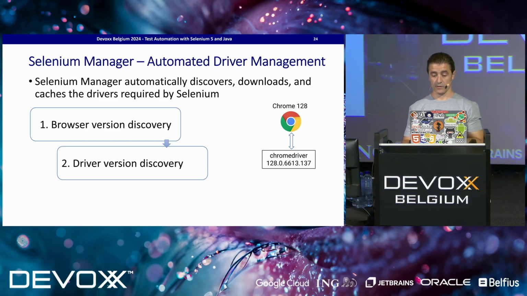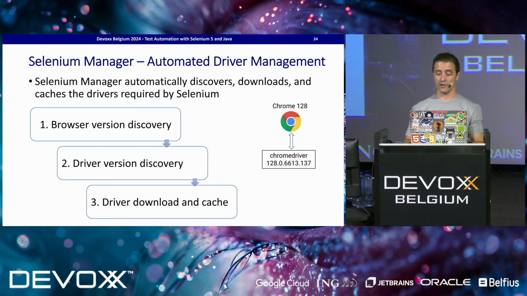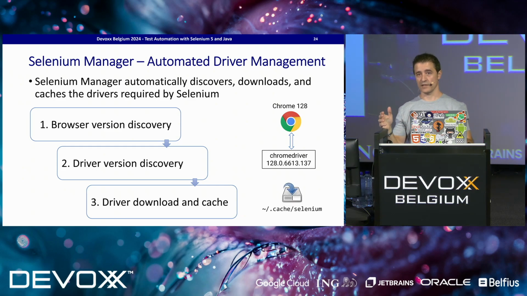So finally, knowing that version, Selenium Manager downloads and puts the file on the cache, and of course, next time it will be used from the cache. So this is basically, in short, the algorithm implemented by Selenium Manager.